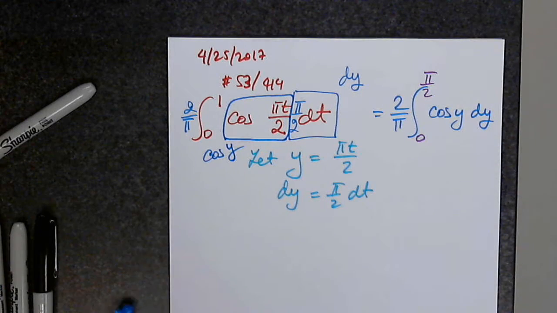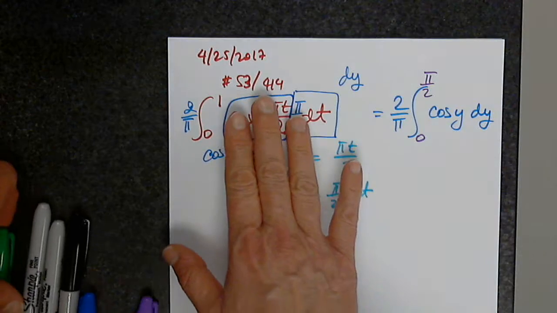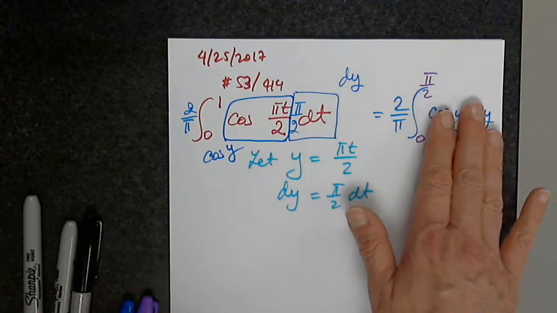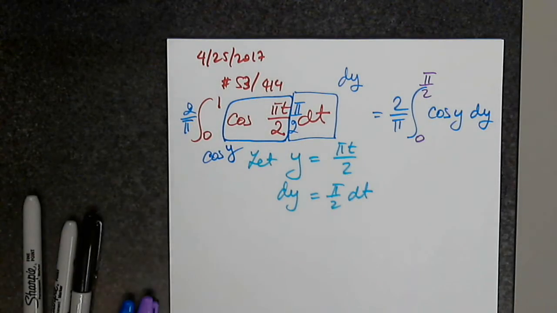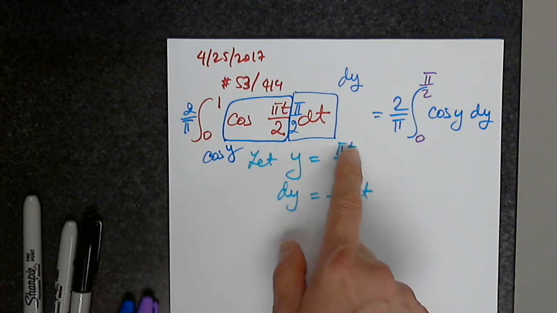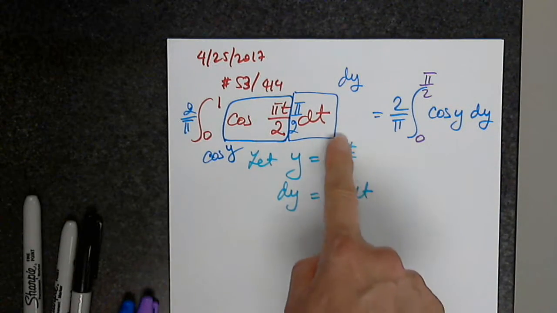Any questions so far? So you're converting? So once I change the integral from t to y, I cannot copy the limits of integration 0 to 1. Yes, you cannot do that. I have a new function, pi t over 2. When t is 0, this is 0. When t is 1, this is pi over 2.